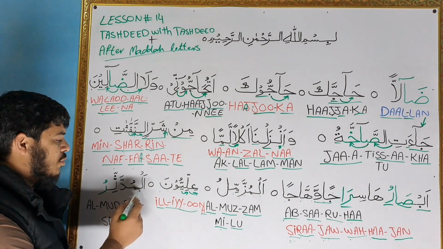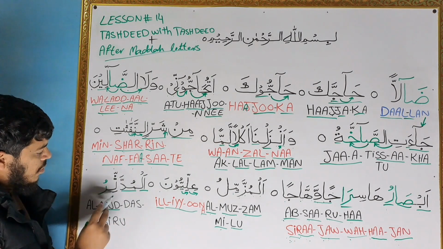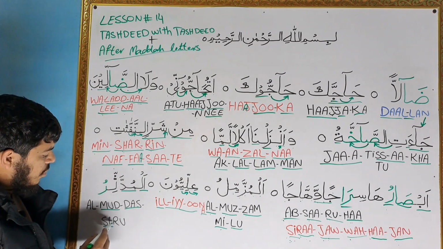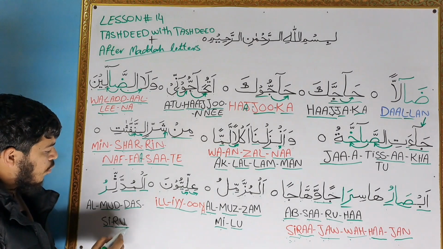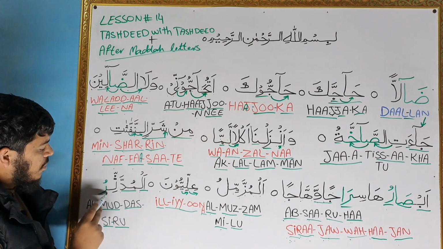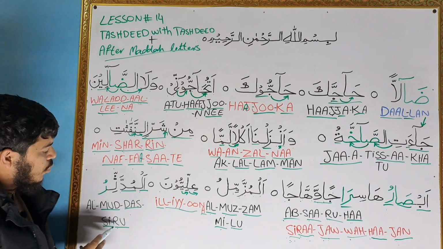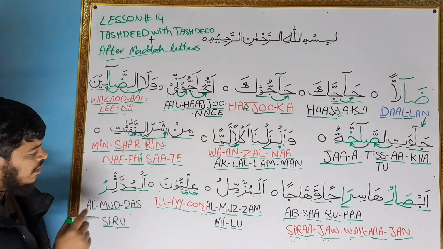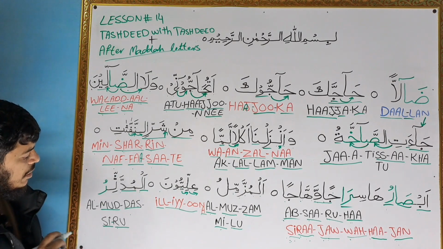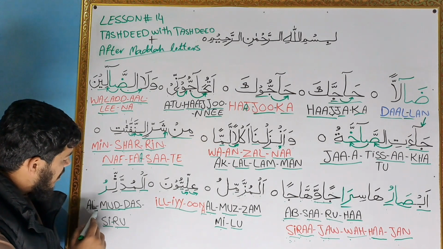Next, Hamza goes to lam. Al, mim dal dhamma, mud, dal tha fatha, das, sa kasra, si, ra dhamma, ru. Al, mud, das, si, ru. So you know, whenever the shadda letter comes, we do not disconnect the sound, so we keep it in one sound. We will keep mixing these sounds together.